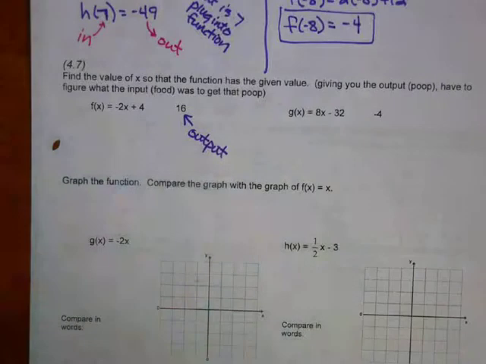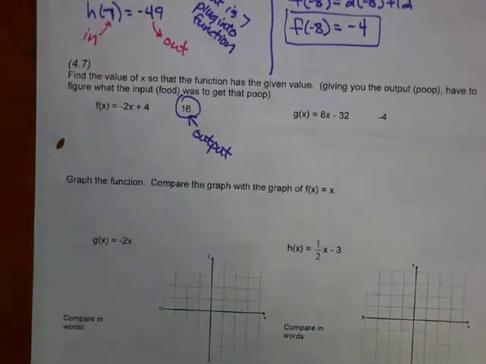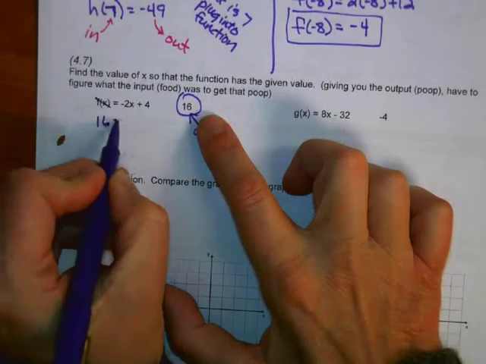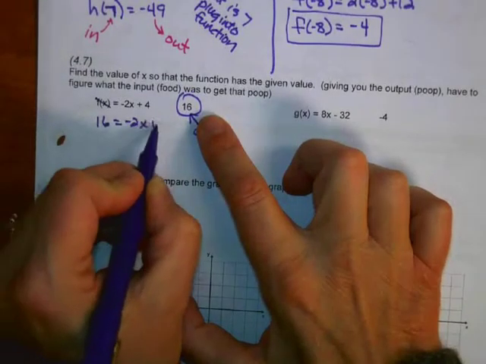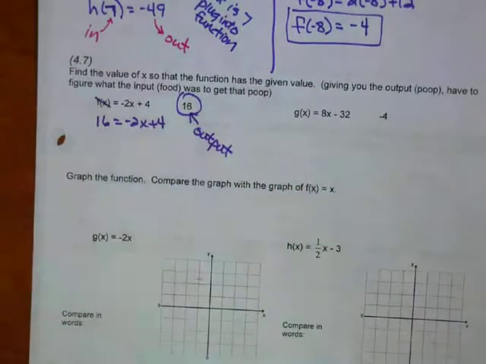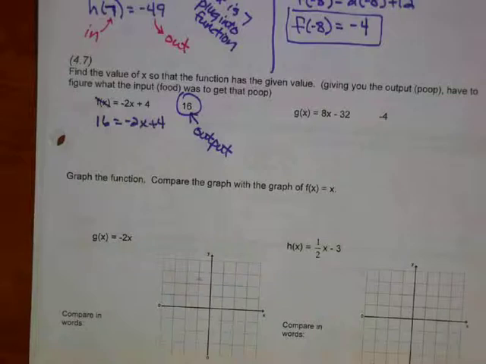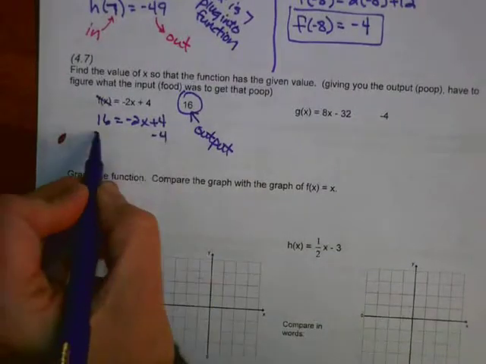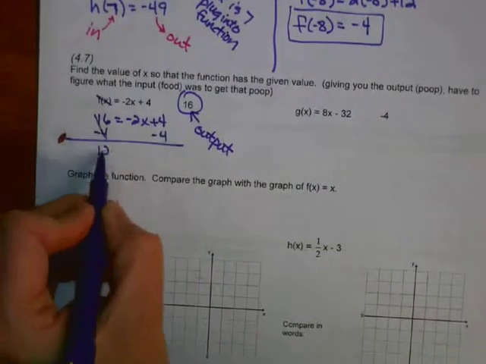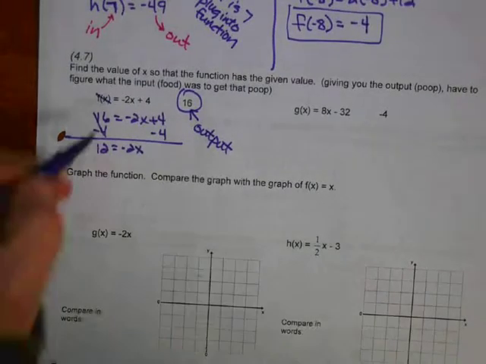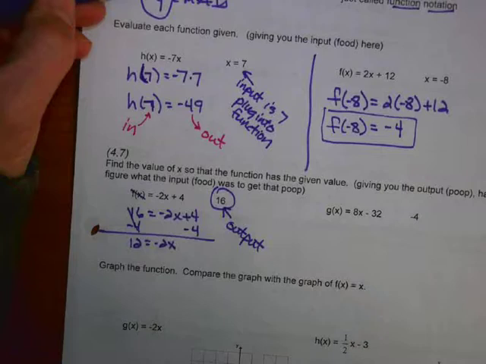So all you do, watch this. This is sometimes confusing to people. All you do is you substitute f of x with 16, the whole thing, because they're giving you the output. They're not giving you the x. And then you solve for x. Wait, why would you take away the x? I'm solving for x. It's the output. Remember up here I told you this is the same notation.